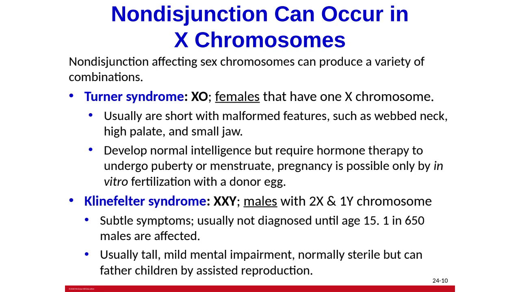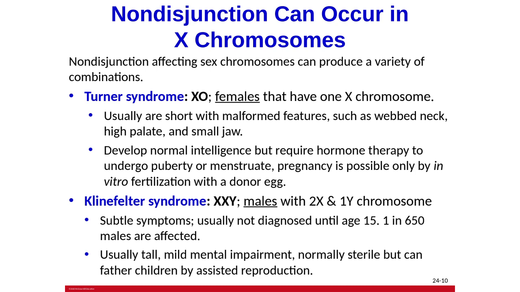Turner syndrome individuals develop normal intelligence. However, they do require hormone therapy to undergo puberty or to menstruate. So typically they will go on to artificial hormones, essentially for life, to be able to have puberty, menstruation, and so forth. Now, pregnancy is possible in these individuals, but only by in vitro fertilization and only by using a donor egg. So they can't pass their own genetics along to the next generation. They have to get an egg from some sort of donor.